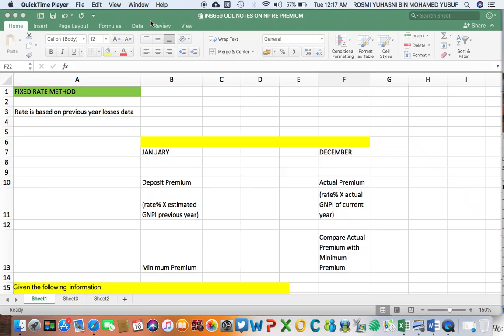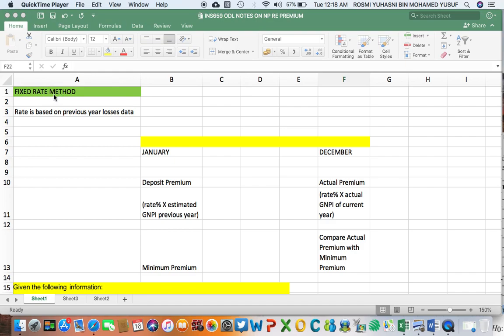In today's video, I will show you how to calculate reinsurance premium for non-proportional. There are two methods by which non-proportional reinsurance premium is calculated. The first method is called the fixed rate method, and the second method is called the variable rate method. For today, I will show you how to calculate reinsurance premium using the fixed rate method.